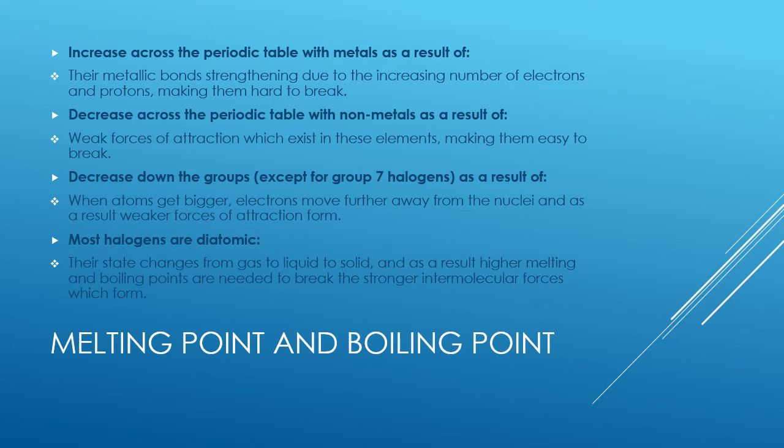The melting points and boiling points decrease down the groups, except for group 7, which are the halogens, as a result of when the atoms get bigger, the electrons move further away from the nuclei, and as a result, weaker forces of attraction form. Most halogens are diatomic, as their state changes from gas to liquid to solid, and as a result, higher melting and boiling points are needed to break the stronger intermolecular forces which form.